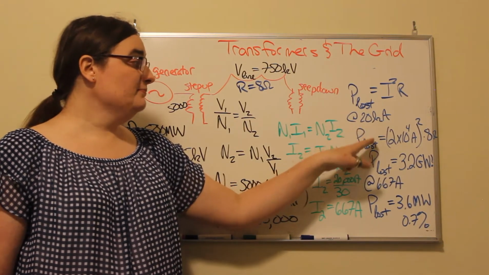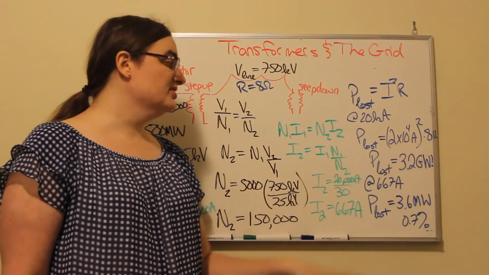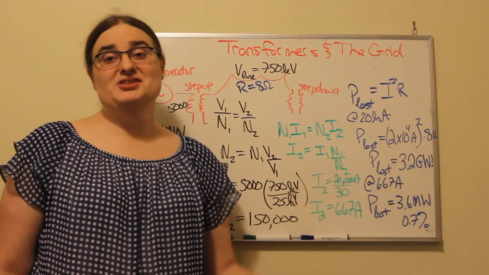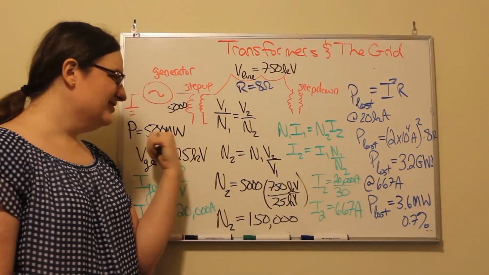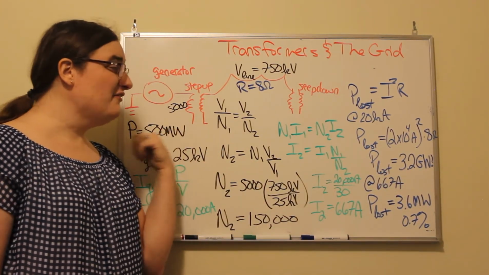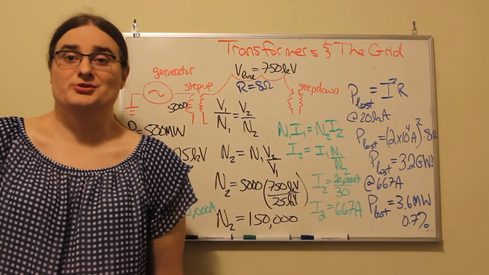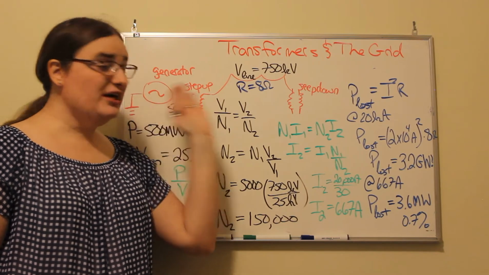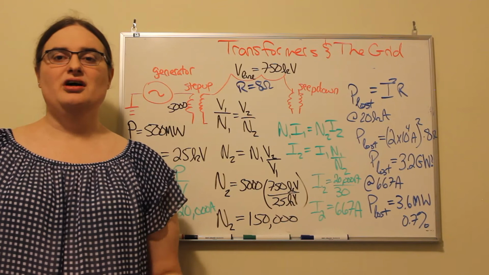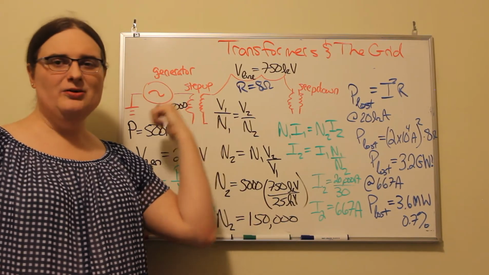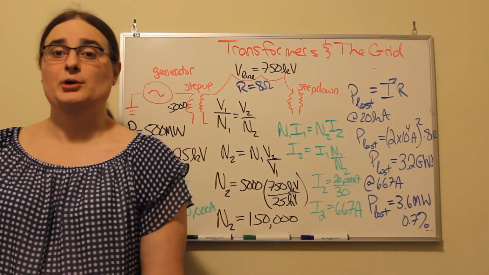Well, at 20 kiloamps, 2 times 10 to the 4 squared times 8 ohms gives me 3.2 times 10 to the 9 watts, 3.2 gigawatts, which is almost 7 times more power than our power supply is able to produce. Which means if we just tried to transmit everything at 25 kilovolts, we would lose all of the energy along the way because we usually don't build power plants right next to where we're actually using that power.